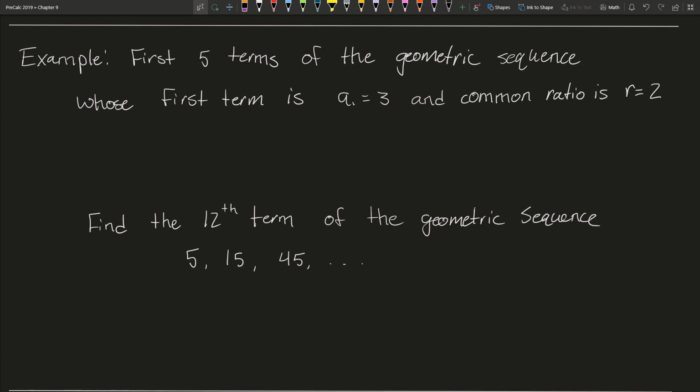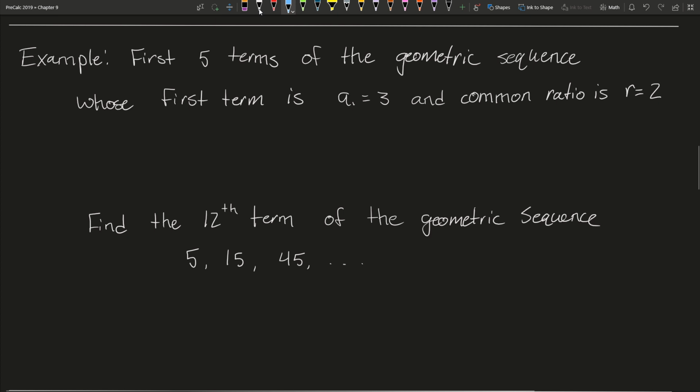So let's go over a couple examples of this. This is not exactly what your homework is going to look like, but it's something that is very important to understand this a little bit further. Okay, so our first example, we want to write the first 5 terms of the geometric sequence whose first term is 3 and whose common ratio is 2.